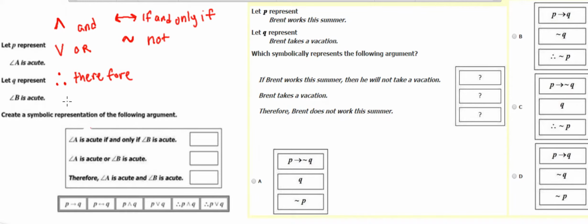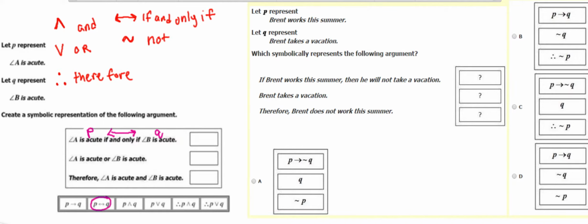Now, look at this first question. Let P represent angle A is acute, Q represent angle B is acute. Create a symbolic representation of the following argument. First statement, angle A is acute if and only if angle B is acute. So this first part, angle A is acute, is represented by P. So I'll put a P here. If and only if, the arrow with 2 heads, and then angle B is acute is represented by Q. So I'll go ahead and say that's this right here.